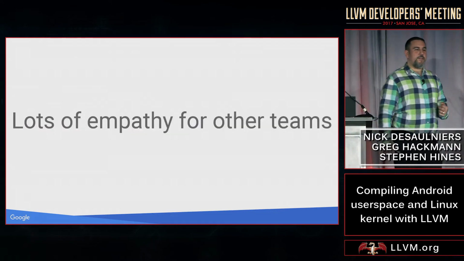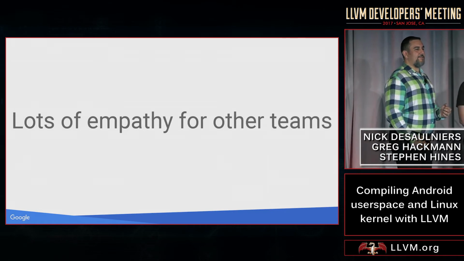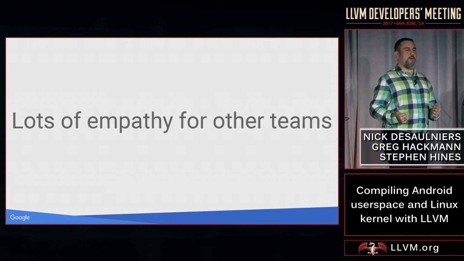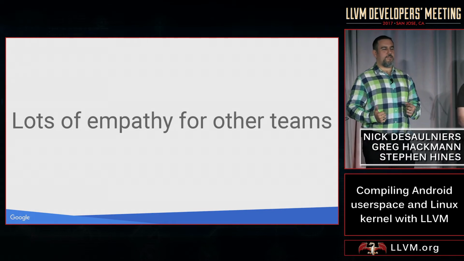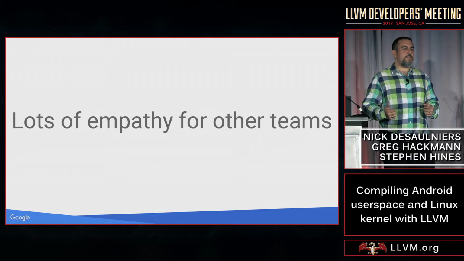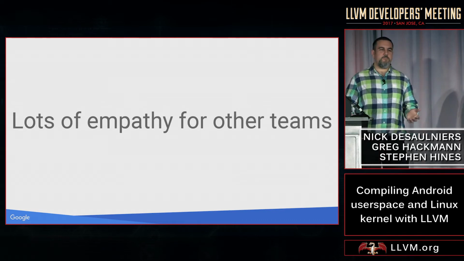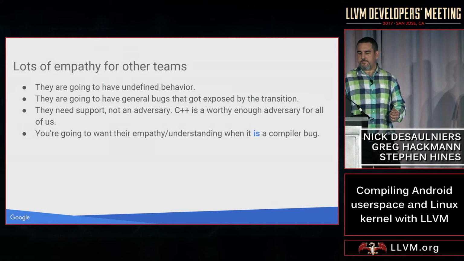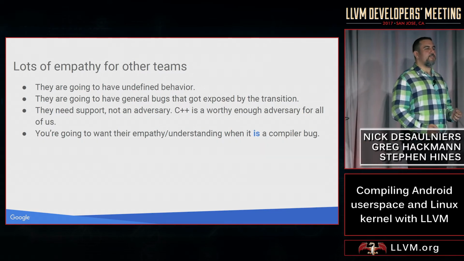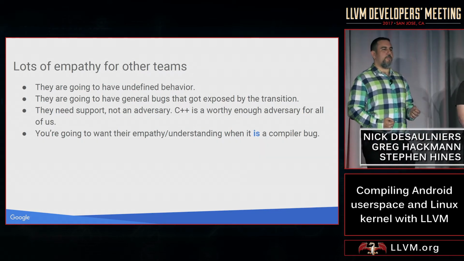So ultimately, what do you have to have? You have to have a bunch of empathy for all these other teams, because they're going to have these horrible bugs all over the place. They're going to have undefined behavior. They're going to have all sorts of other tricky things where they did just enough to make the compiler satisfied, and whatever big project you're actually working on is going to upset that balance. And the reason you have to have lots of empathy for them is because you're going to need their empathy when it is your fault, right?